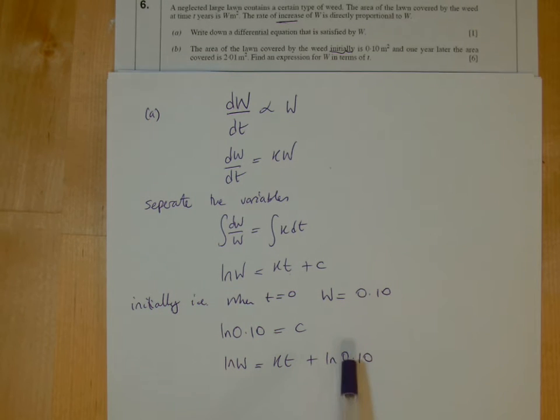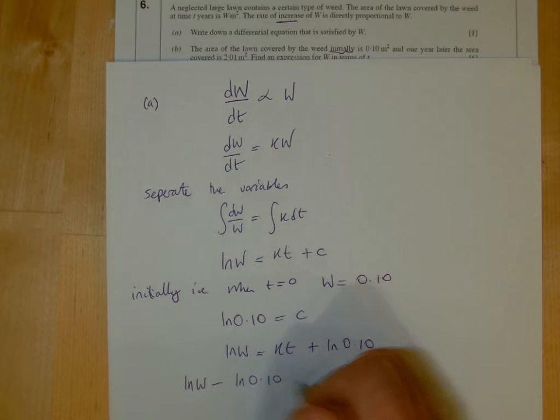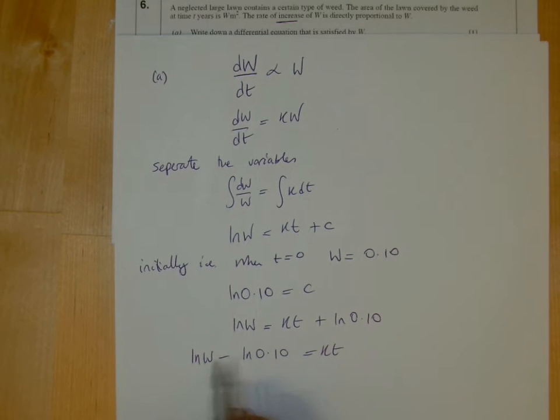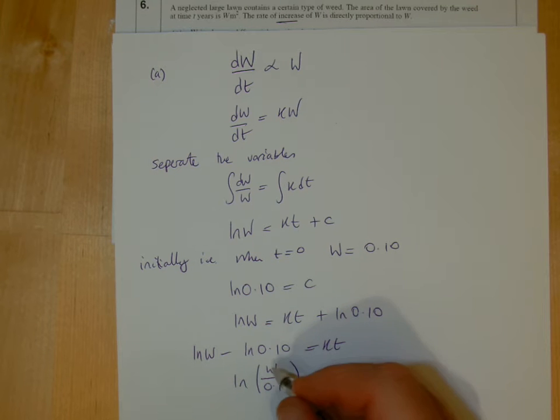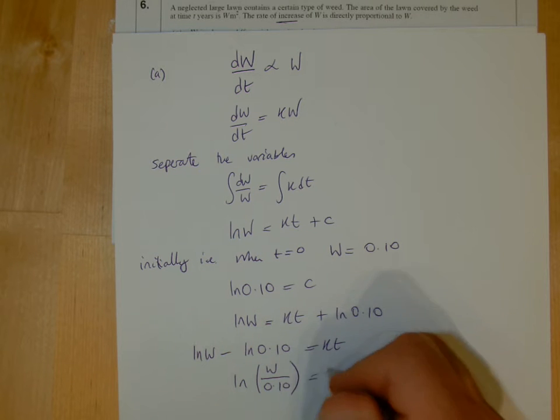You might be thinking now, let's take things over the other side and work out then what W is. Let's do that, shall we? So if I take that over, I'll have ln W take away ln 0.10 equals KT. When I take it over, I've got minus logs here, because when you're taking away logs, the rule is to divide them. You can write it as a single log and divide. That's the laws of logs. Remember, ln is a natural logarithm. When you're taking away, you divide them. So that will equal KT.